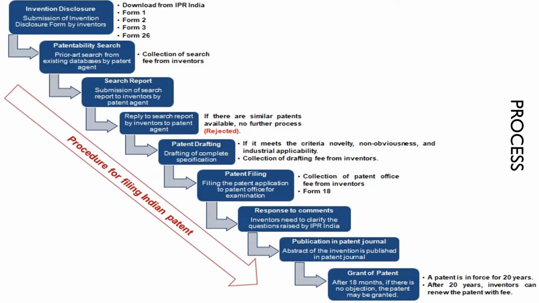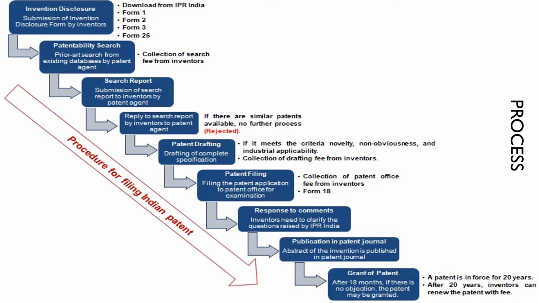Then a search report is prepared, and that search report is submitted to the inventor by the patent agent. Then there is a reply to the same search report by the inventors to the patent agents. If there are any similar products existing, the patent will be rejected on the spot. Then there would be drafting of that patent. If it's new, if there's no existing idea, then it would go on further for the process of drafting.